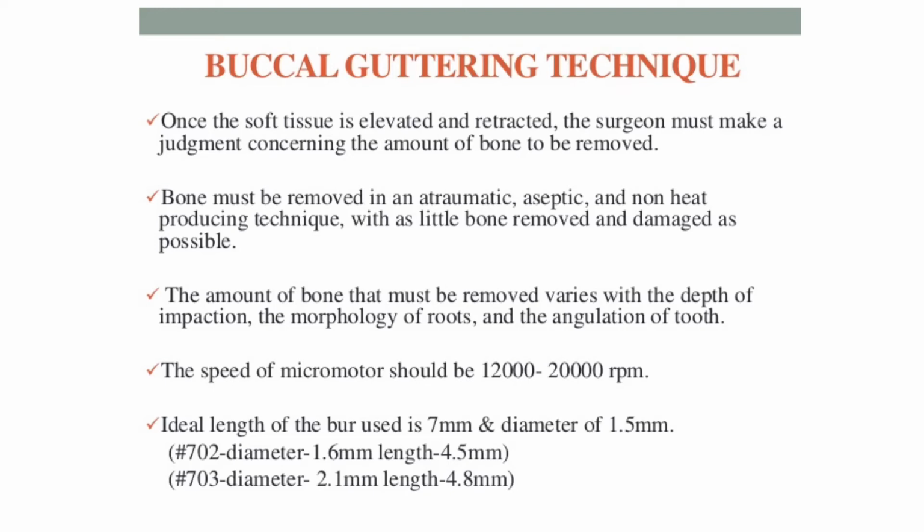of tooth. The speed of micromotor should be 12,000 to 20,000 rpm, and the ideal length of burr used is 7 mm and diameter of 1.5 mm.